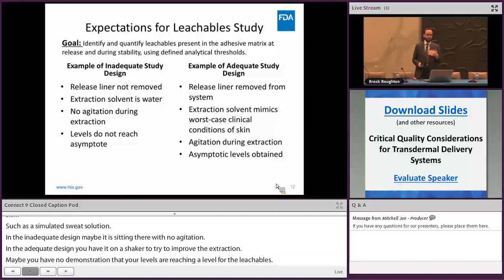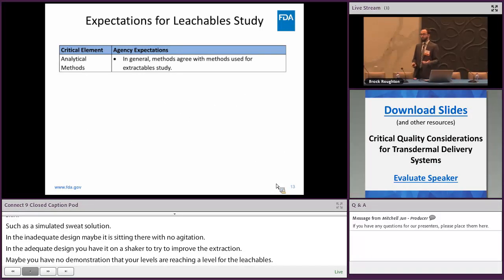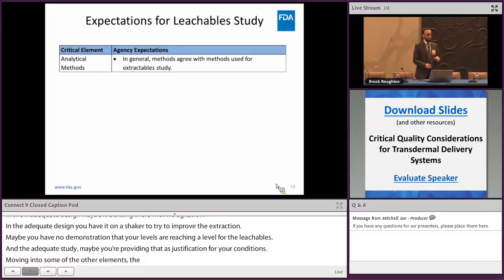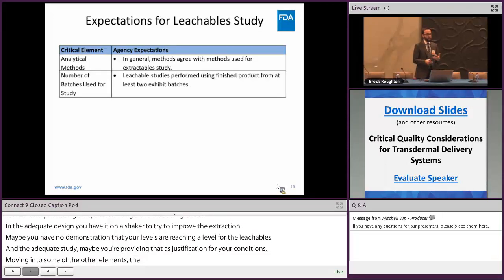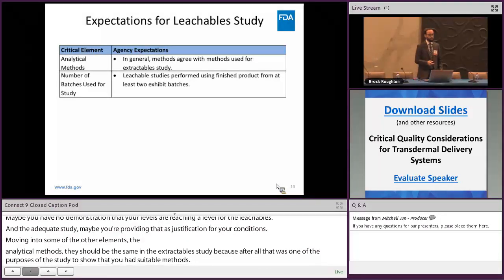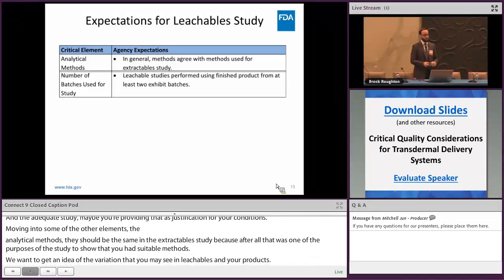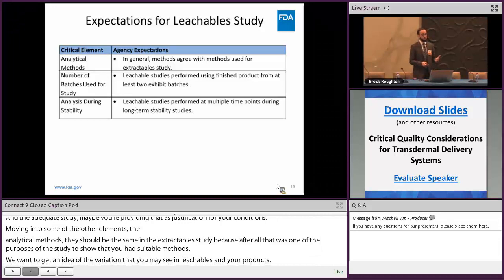So moving into some of the other elements, the analytical methods, generally, these should be the same as what you use in the extractables study, because after all, that was one of the purposes of that study, to show that you had suitable methods. We do want to get an idea of the variation that you might see in leachables in your product. So we would expect you to use at least 2 exhibit batches for this study. And we would also expect you're looking at multiple time points for your leachable study.